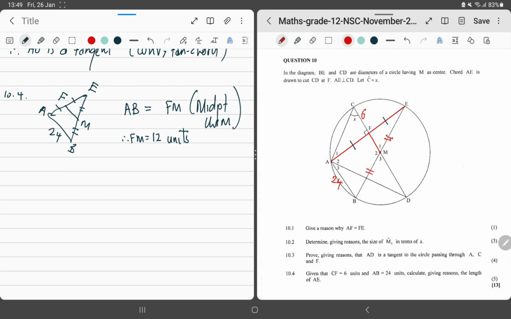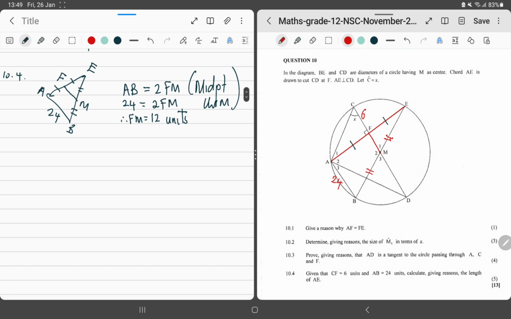This was supposed to be 2 times FM, so that this is 24 equals 2 FM, and then I can divide both sides by 2. And then now I have this whole length because this is a 6 and that is a 12. So the radius should be equal to 18 units. That's the radius of the circle.